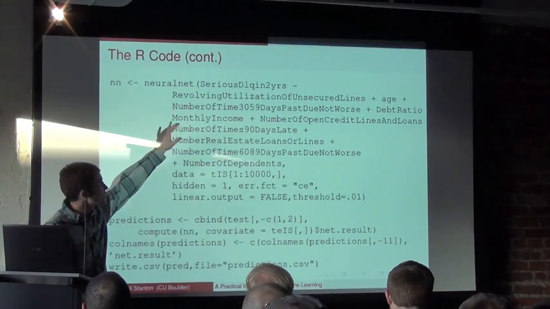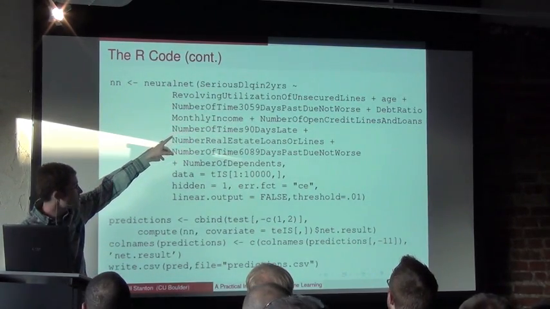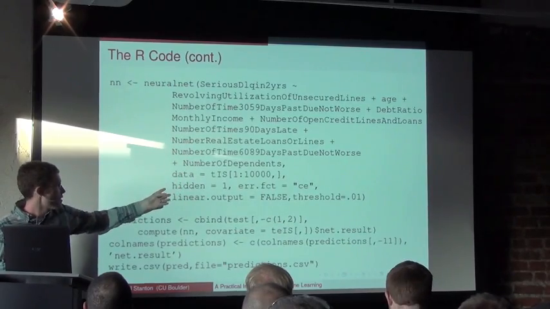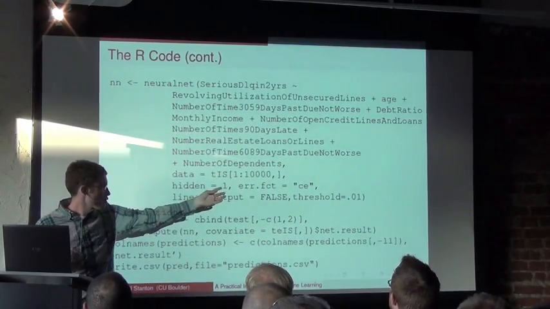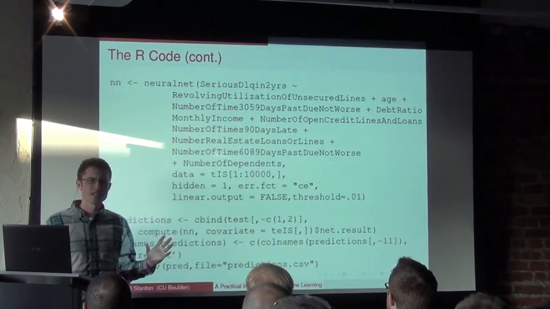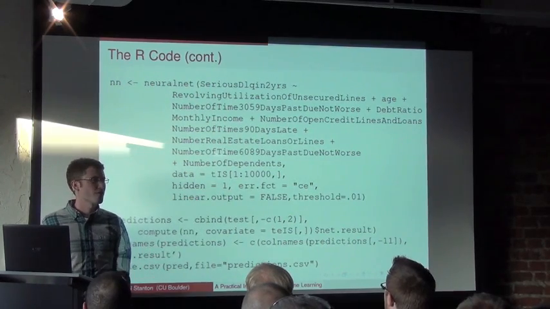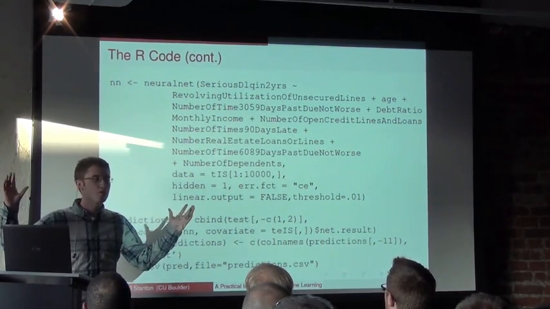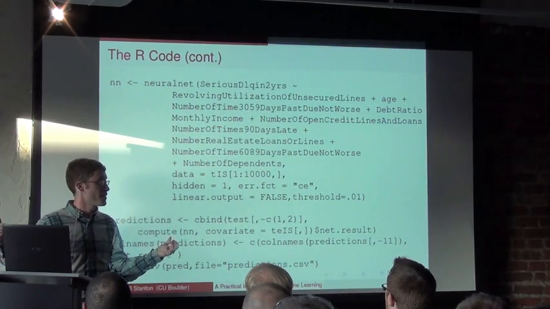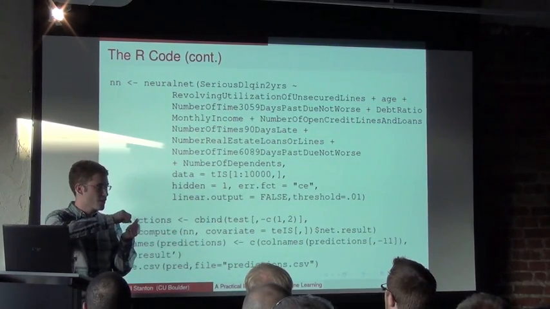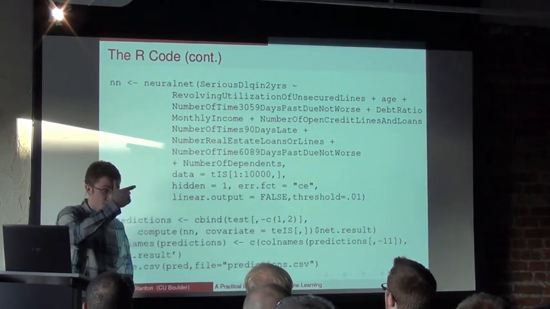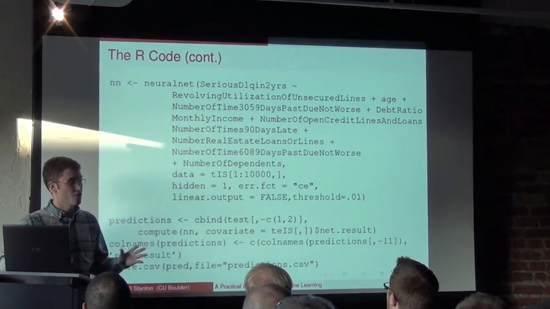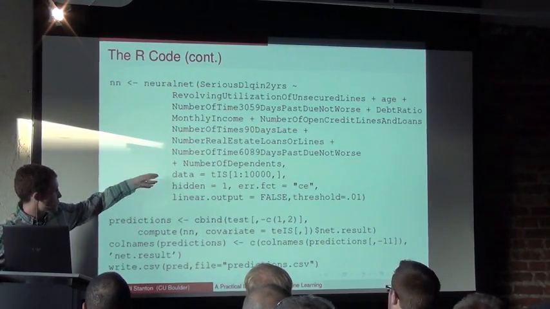And all you do, the code is just, you say the variable you want, which is this serious DLQ in 2 years. And then all the variables you're modeling it with. And then what data you're using, which in this case, we're only using the first 10,000 entries. I only did that for speed. I actually tried it later with 100,000 entries, or almost all the entries, and you don't actually get much of a better answer, surprisingly. In fact, your answer will get worse unless you lower this gradient threshold, because I think you might start to overfit a little bit. I'm not sure why, but it's tricky.